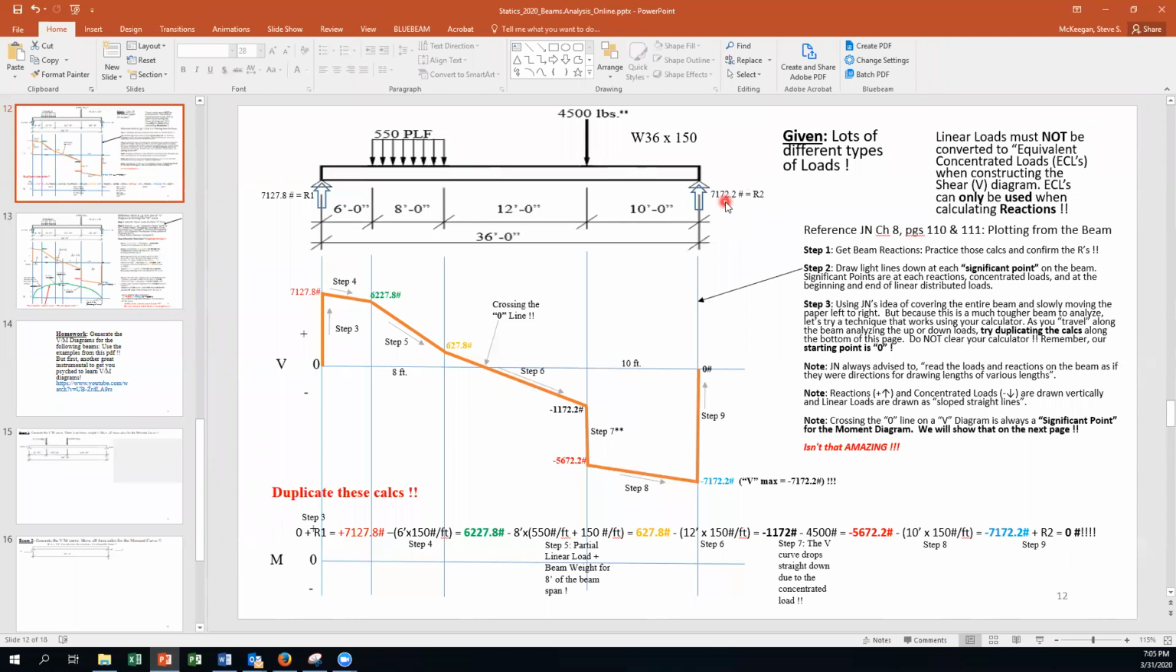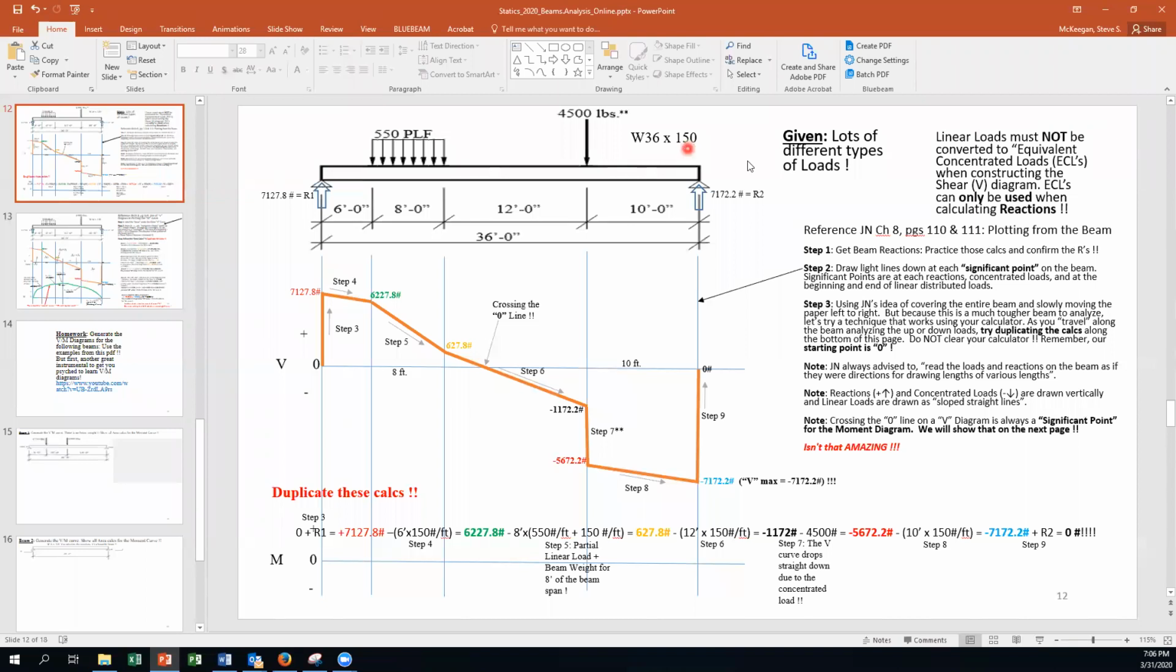And that's a good point. You are basically analyzing the beam at different sections of the span in between significant points: a reaction, a start of a partial linear load, the end of a partial linear load, another concentrated load, and then both the end reaction and the end of the beam itself. So yeah, you're analyzing sections of the span.